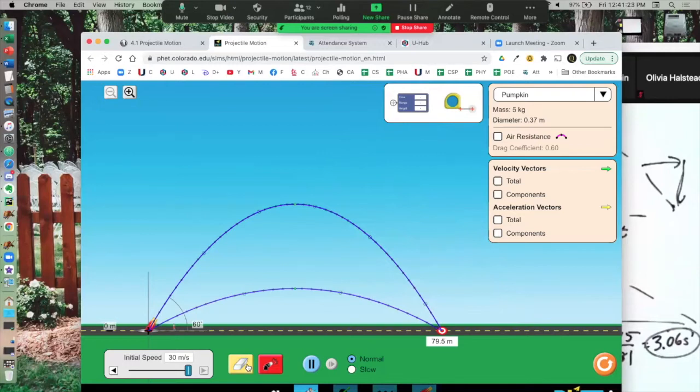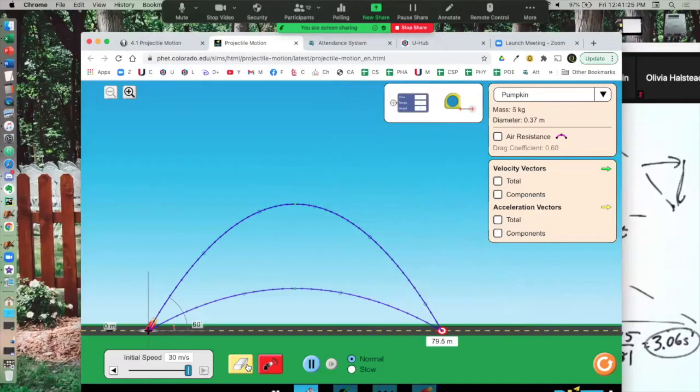All right, we good on part 1? That's part 1. All right, part 2. Set the cannon height at 15 meters.